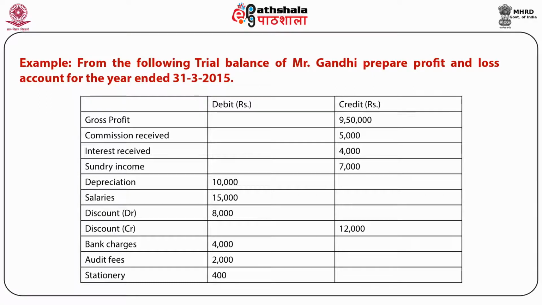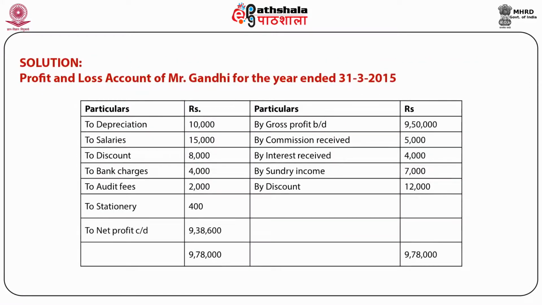Whereas depreciation, salaries, discount paid, bank charges, audit fees, and stationery are the items of expenses, and these will be shown on the debit side, whereas items of the income will be shown on the credit side. The profit and loss account for the year ended on 31st March 2015 is disclosed in this figure. There are two sides of this account.